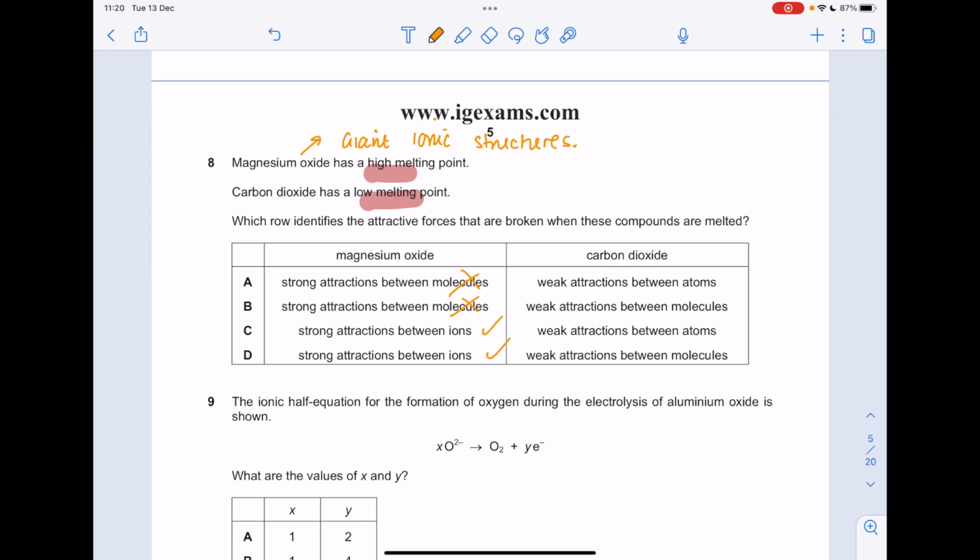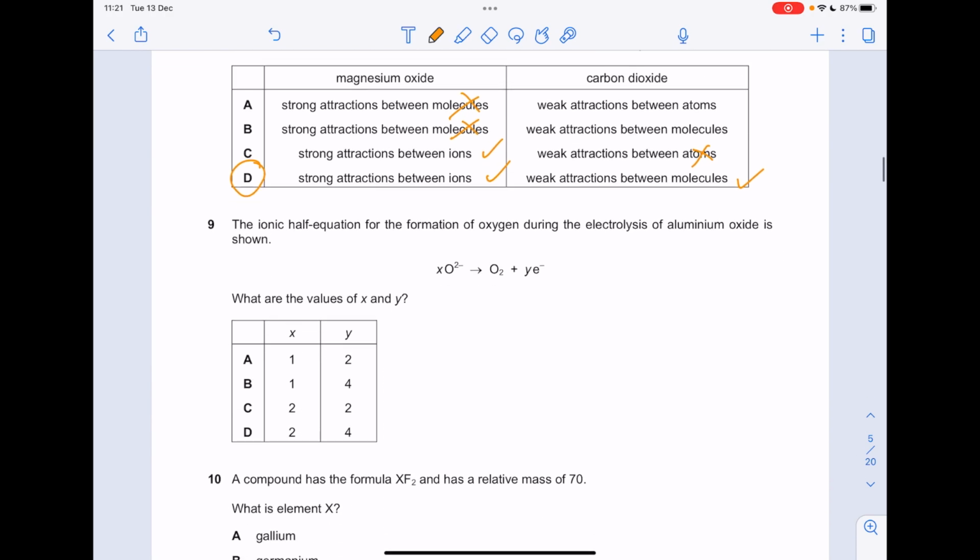What about carbon dioxide? Well, it's a simple molecular structure. So, as the name suggests, it's made of molecules with weak intermolecular forces between the molecules. So if we look down here, we do not like this answer because it mentions atoms. We have weak attractions between molecules. So 8D is correct.